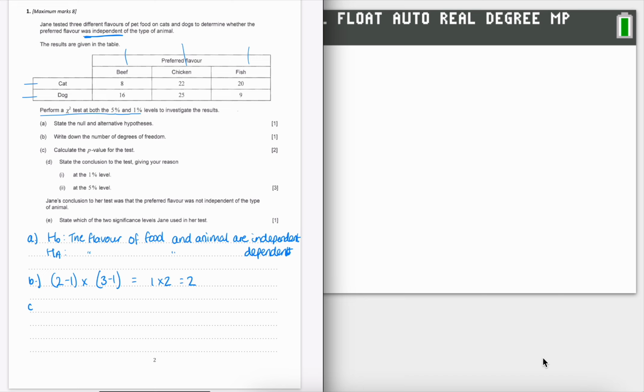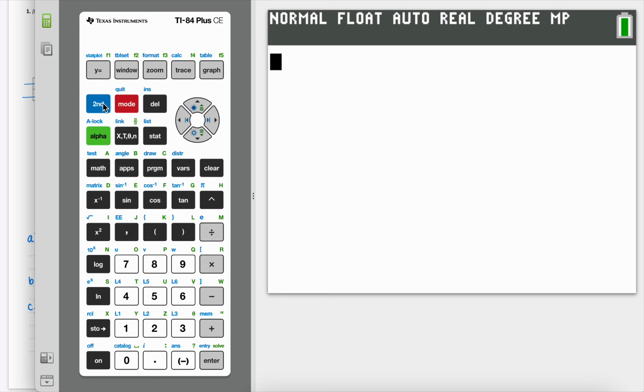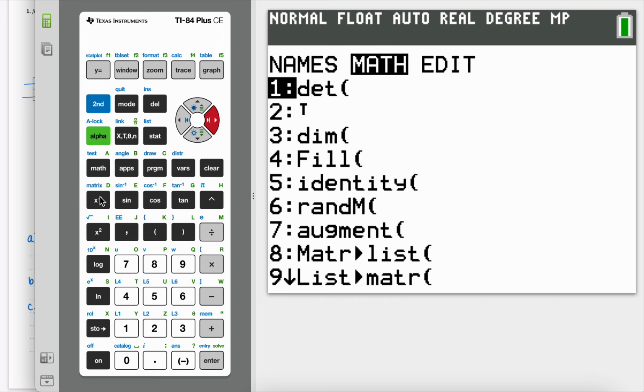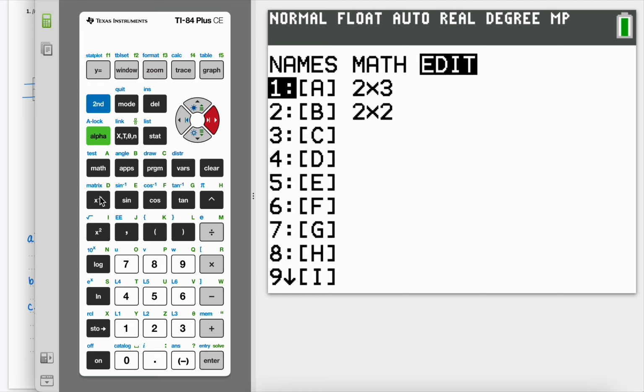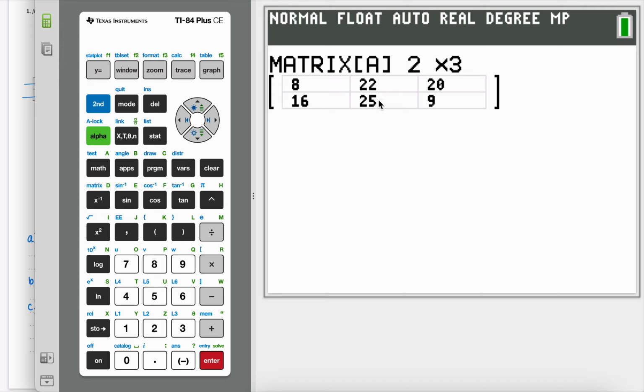And then for part C, it's asking us to find the p-value for the test. So for this one, we're going to go to our calculator and we're going to go to second function and matrix. We tab across here to edit, and you can see I've typed in here the data that was given to me in the question. So I've changed it to the size I need, 2 rows, 3 columns, and I can type my information in.